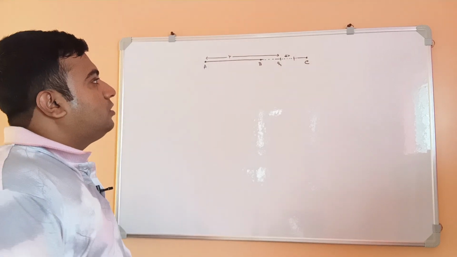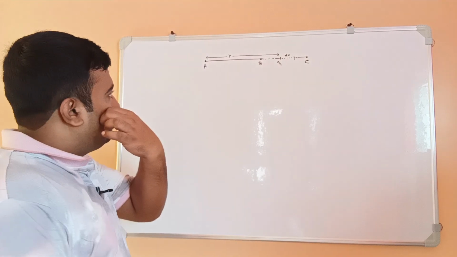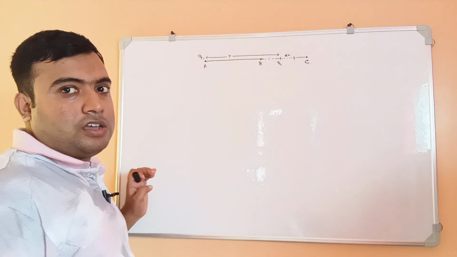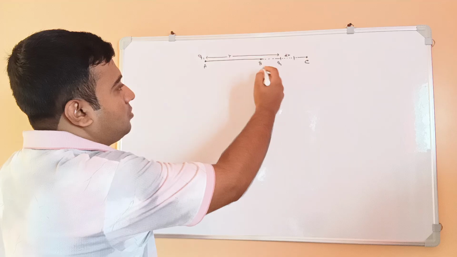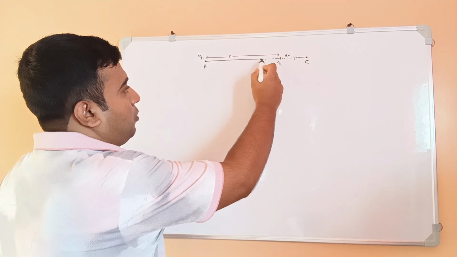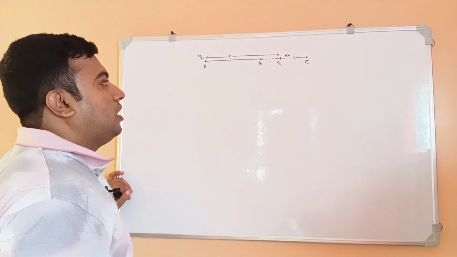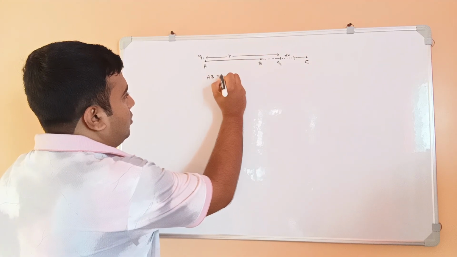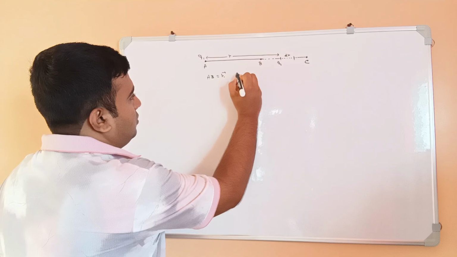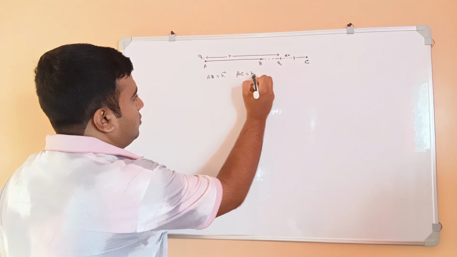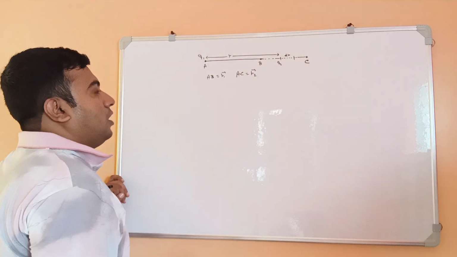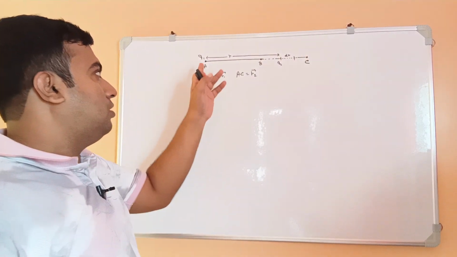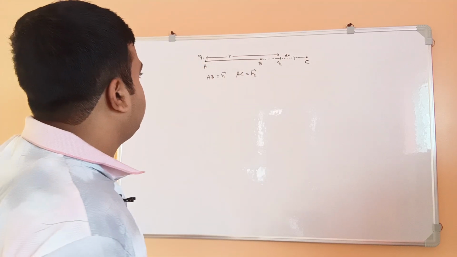So we now consider a two charge system Q1 and Q2. The charge Q1 is fixed at the point A and the charge Q2 is moved from the point B to point C along the line ABC. The distance AB is R1 and the distance AC is R2. And now at some instant the charge Q2 is at a distance R from Q1.